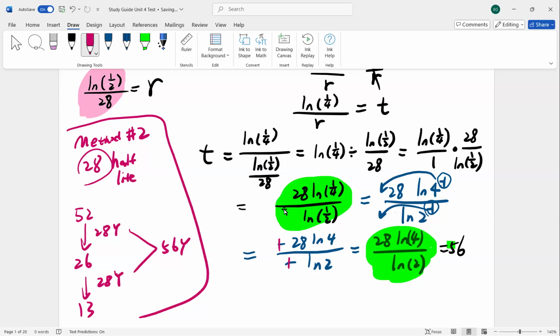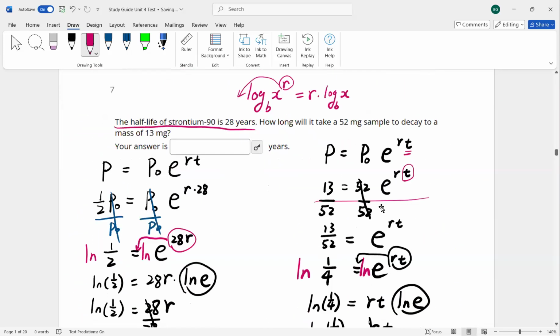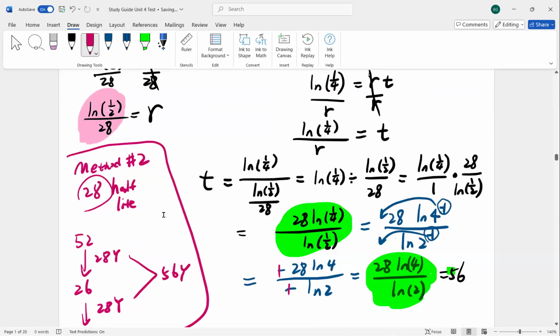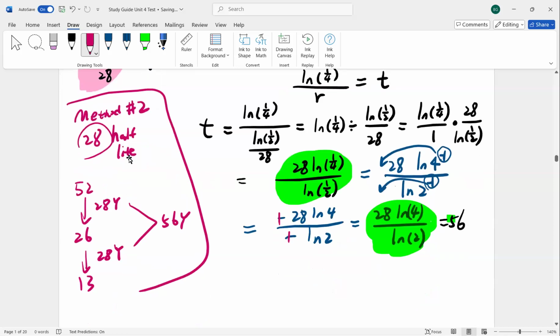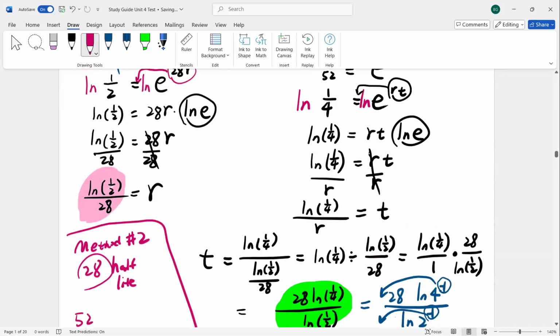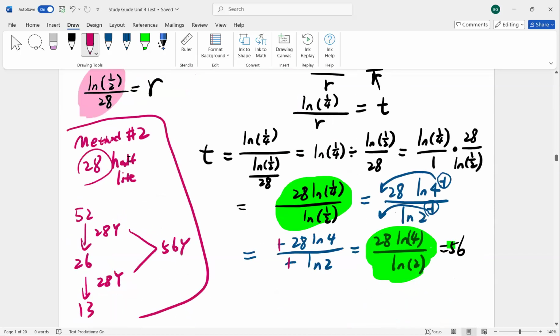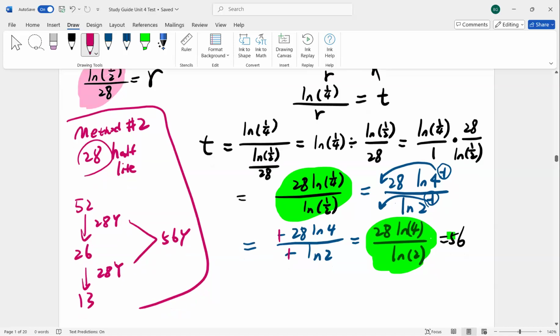Okay. So if the numbers are not convenient, we do need to go through the process. But if the numbers are very convenient, like in this specific example, we can just use the meaning of the half-life to get it done. Yeah. So it's good to always look at the numbers, right? 52 becomes half of it, 26. That takes 28 years. And from 26 to 13, another 28 years. So 56 years. Okay, use this method.